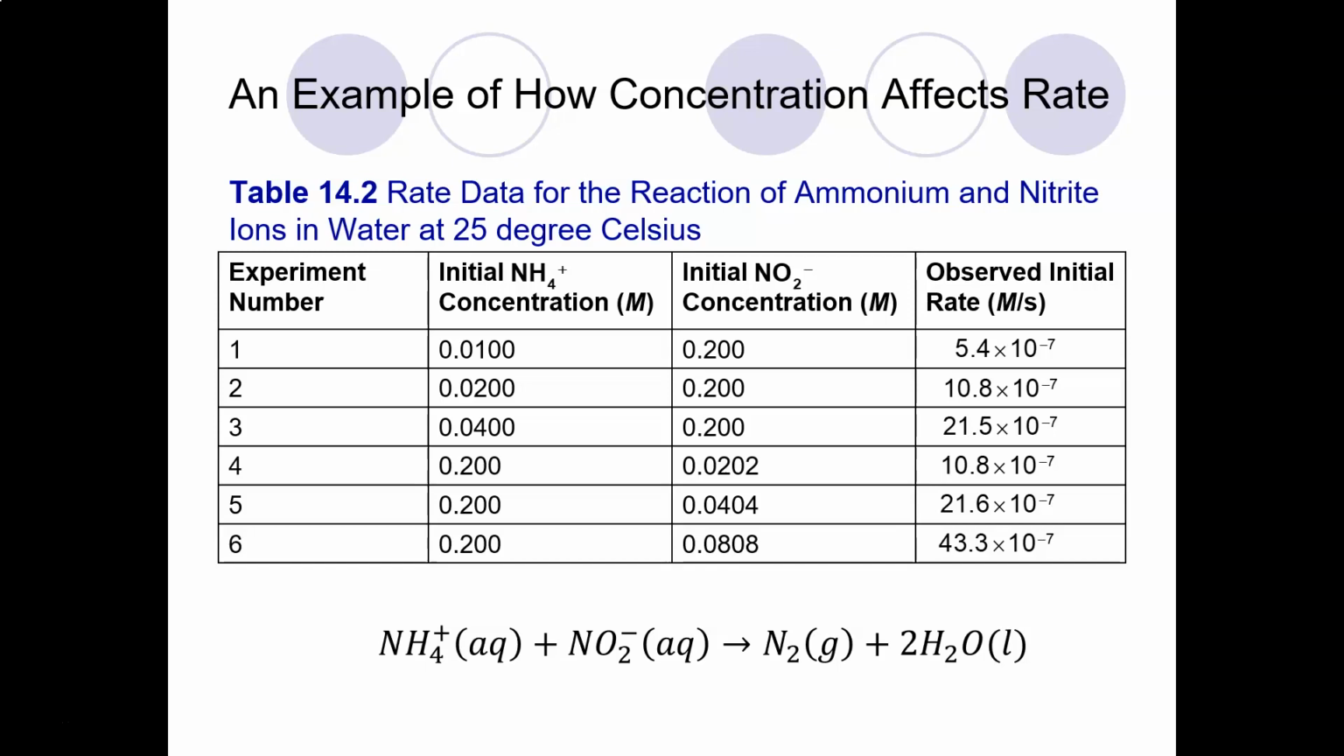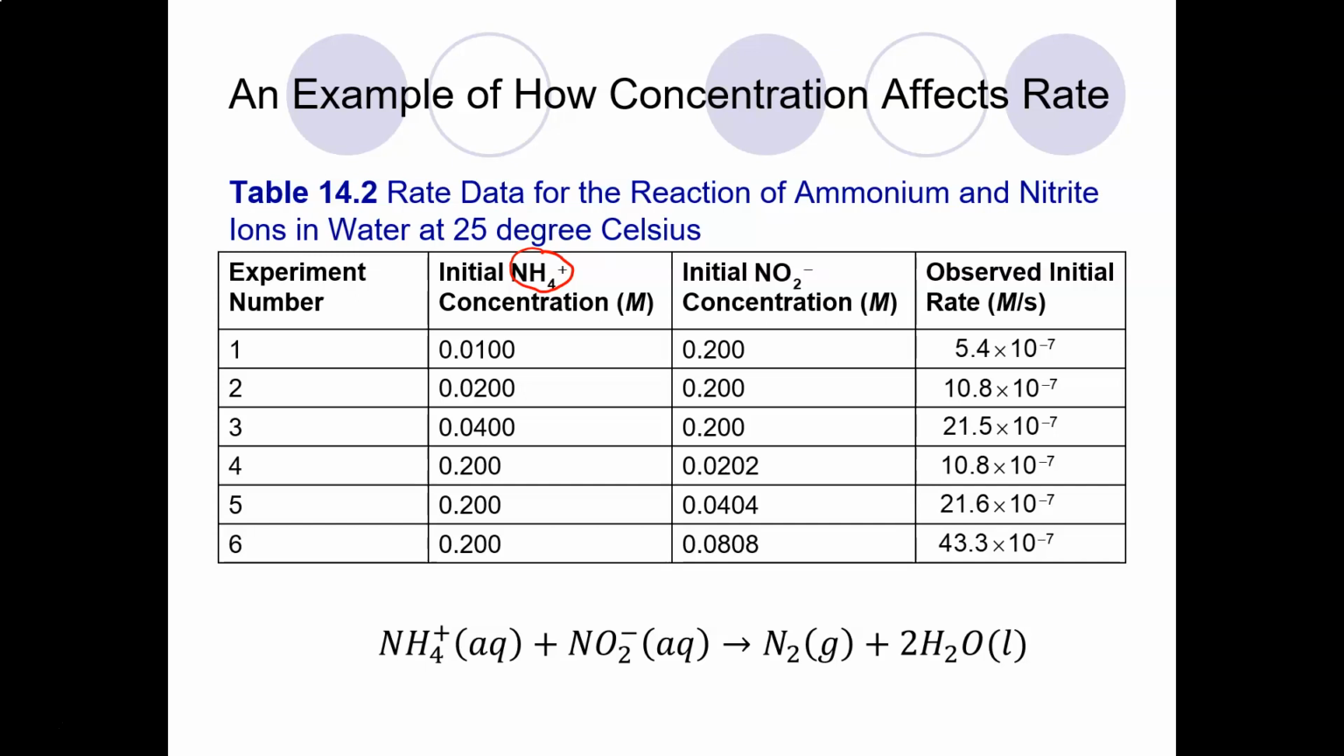They just numbered the experiments 1 through 6. Then they tell us the initial ammonium molarity, the initial nitrite molarity, and then they've already calculated the initial rate, which is the fastest rate for each experiment. What we're going to have to do is look at each chemical separately, the ammonium and the nitrite. If I do ammonium first, and I want to see how much changing the ammonium molarity changed the rate, I need to have 2 experiments.